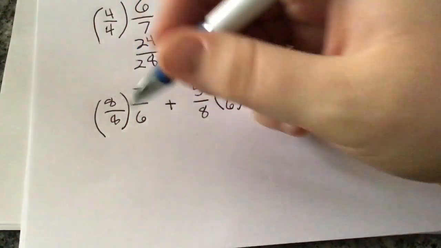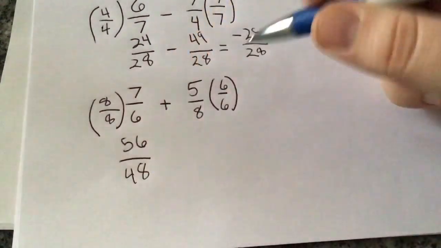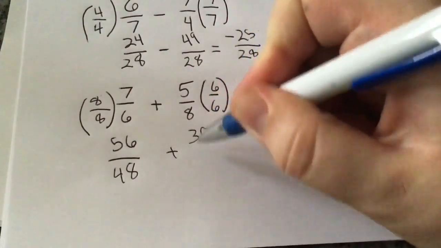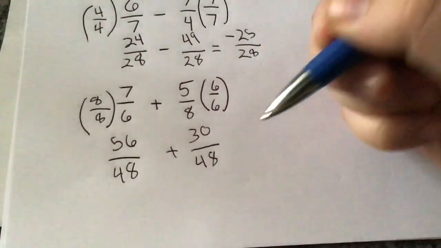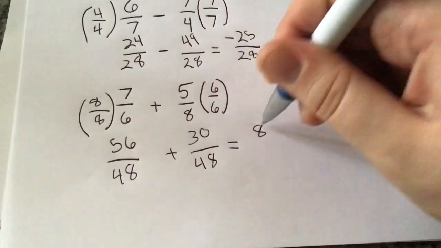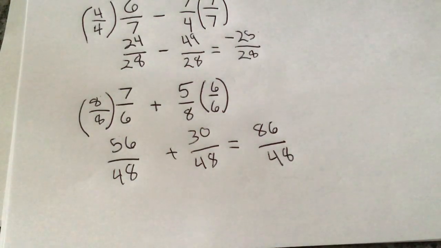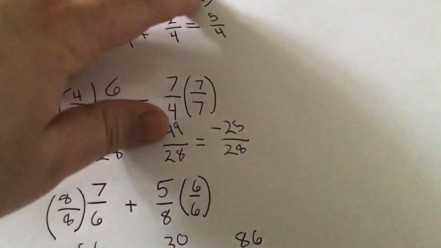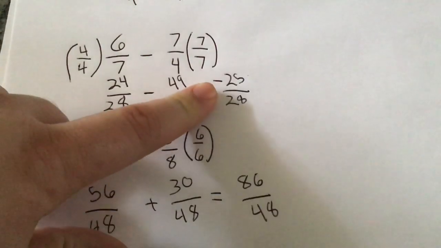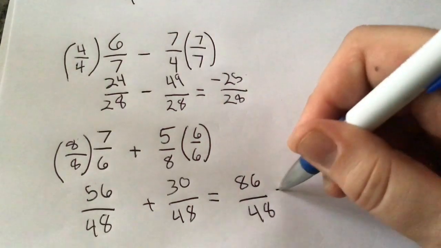So for example here, 8 times 7 is 56. 8 times 6 is 48. Then we have 5 times 6 is 30. And 8 times 6 is, again, 48. When we add these, we end up with 86 over 48. You'll notice what I was saying here, that this fraction is not simplified, right? Unlike these other two, 5 over 4 and negative 25 over 28, those are both fully simplified. This one's not. Those numbers are both divisible by 2.